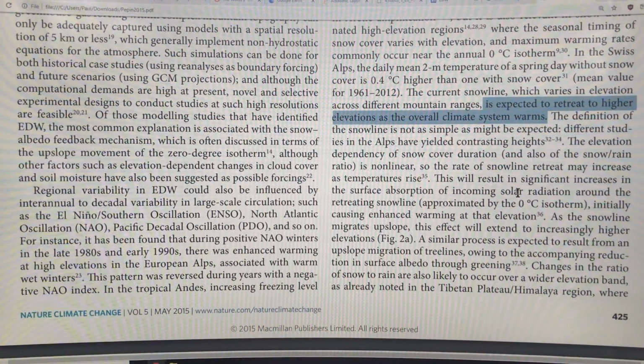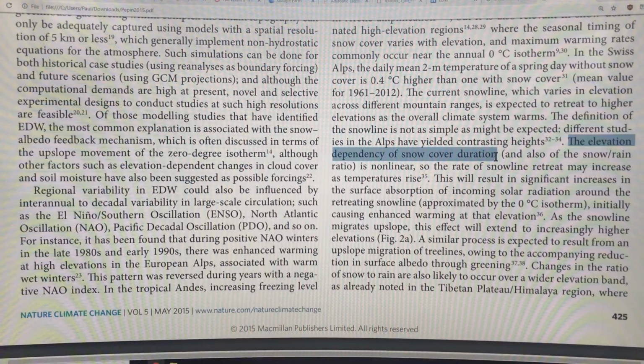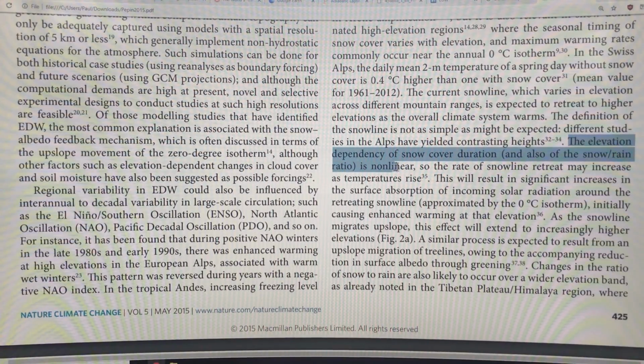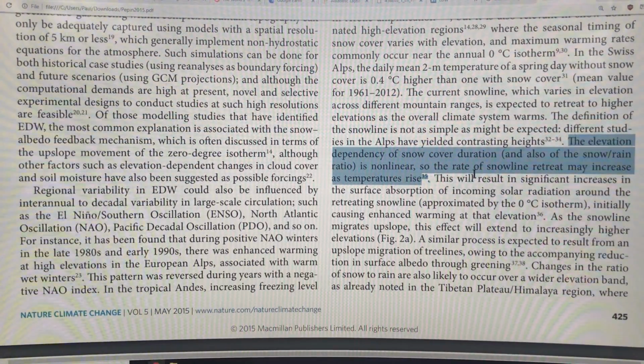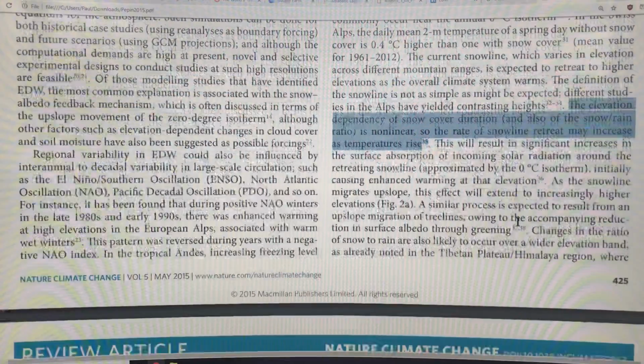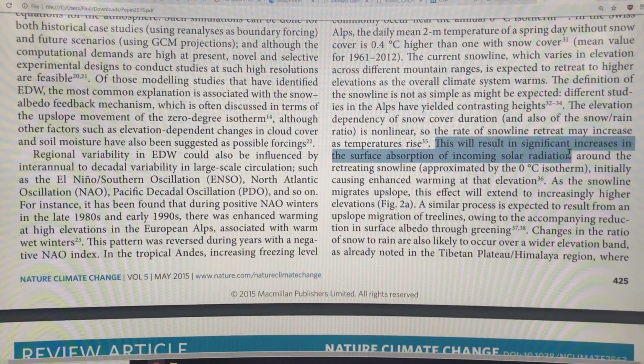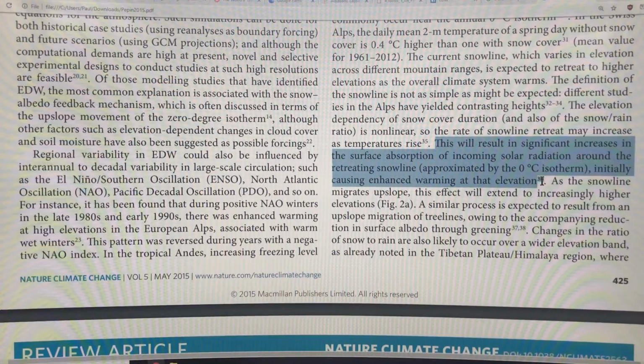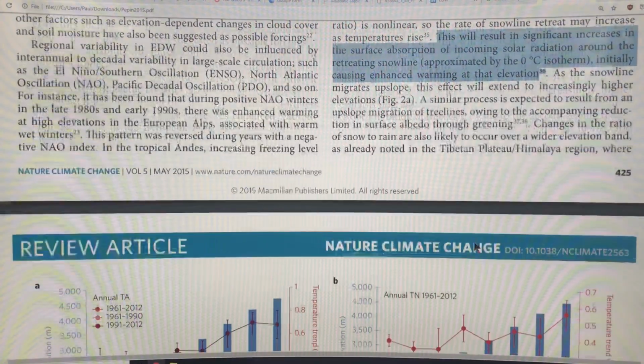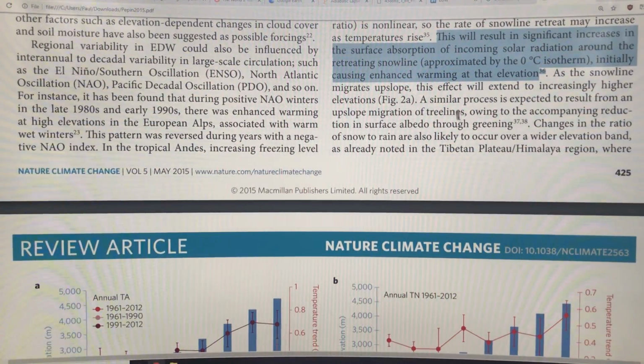The elevation dependency of snow cover duration and also of the snow-rain ratio is nonlinear. So the rate of snowline retreat may increase as temperatures rise. In other words, the snowline is moving up as we get warming, but by a nonlinear amount, so it can jump up in some cases as temperatures rise. As the snow line moves, it causes large increases in the absorption of light at the region where the snow used to be and no longer is. That will cause enhanced warming at that elevation, and as the snow line moves up, the effect moves to increasingly high elevations.